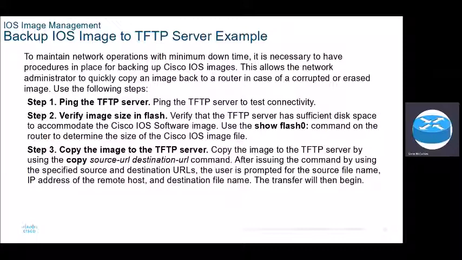And so basically, you should have a TFTP server set up. And so, of course, the first thing you do is you ping it to make sure you've got connectivity. Then you verify the image size in Flash. And then you copy this image to the TFTP server. Now the command is copy flash tftp, and that will again prompt you for the address.